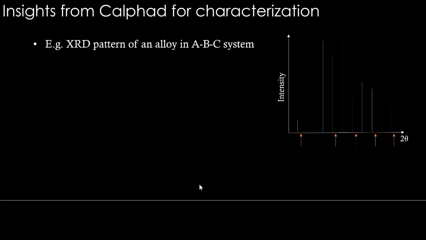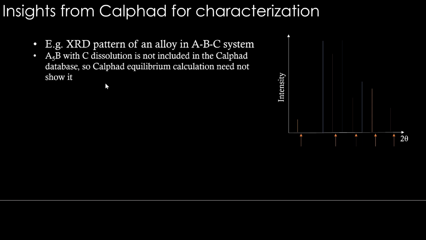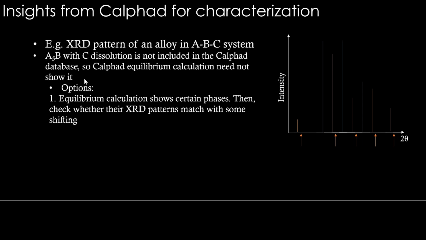So what to do then? Let's see how CALPHAD can help. A5B with carbon dissolution is not included in the CALPHAD database because this entire ternary system itself is not studied yet. So CALPHAD equilibrium calculation need not show it. So this is a problem now. Then what are the options? One, the equilibrium calculation shows certain phases. Then check whether their XRD patterns match with some shifting.